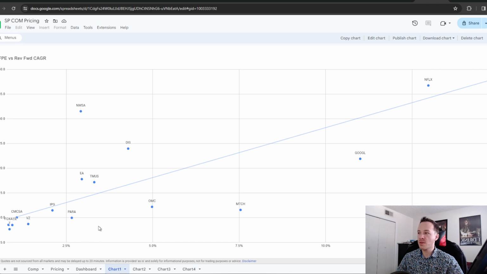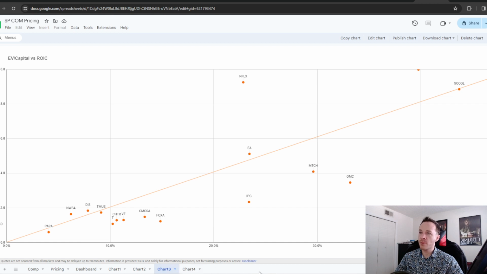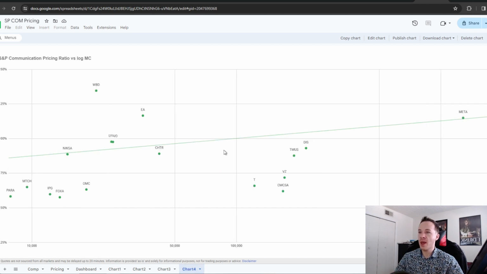I also point out that there are some pretty significant differences in this sector between companies like Google and Meta and even Netflix versus things like AT&T and Comcast and Verizon. So always take that with a grain of salt when you're looking at these graphs, as there are some pretty significant differences between the companies in the sample, and the sample size itself is pretty small as well. Then we have forward EV to sales versus net margin. And then for the third one, we have EV to capital versus return on invested capital, a much better relationship. And then the all-in ratio we have right here.